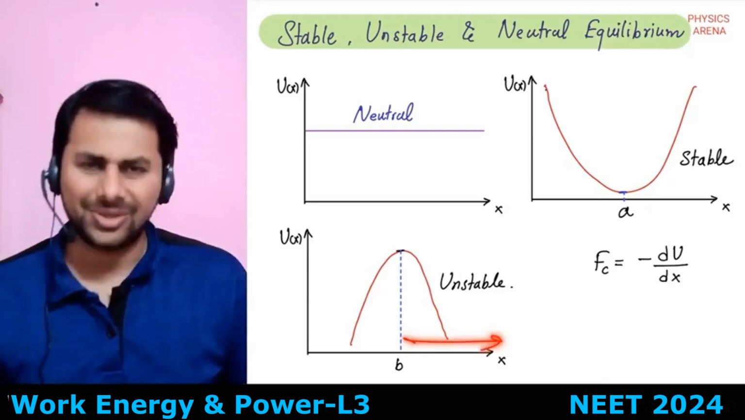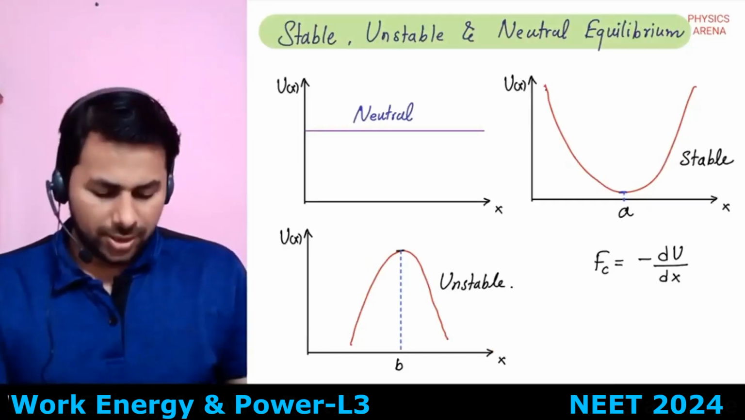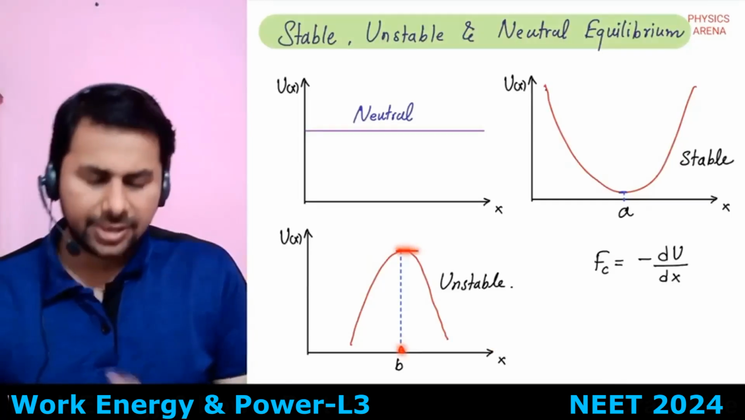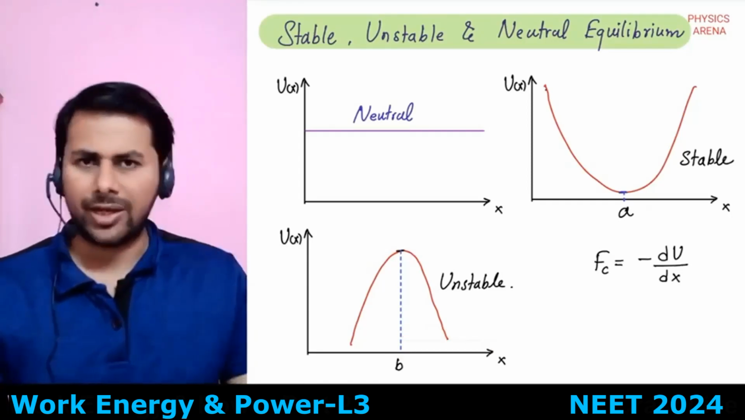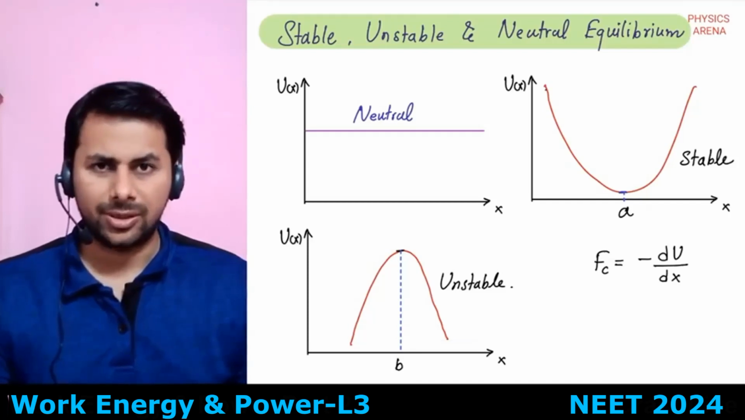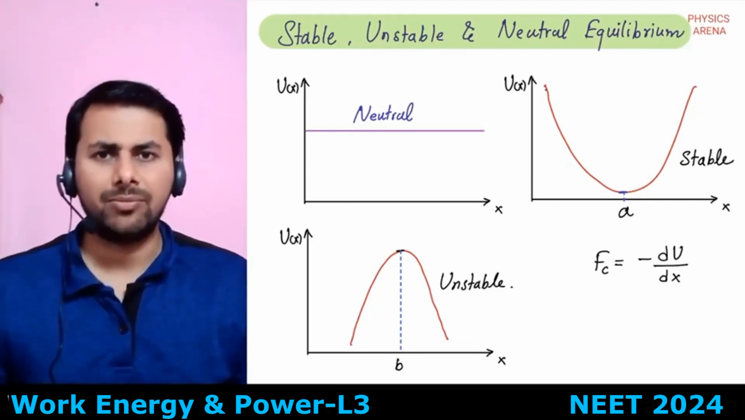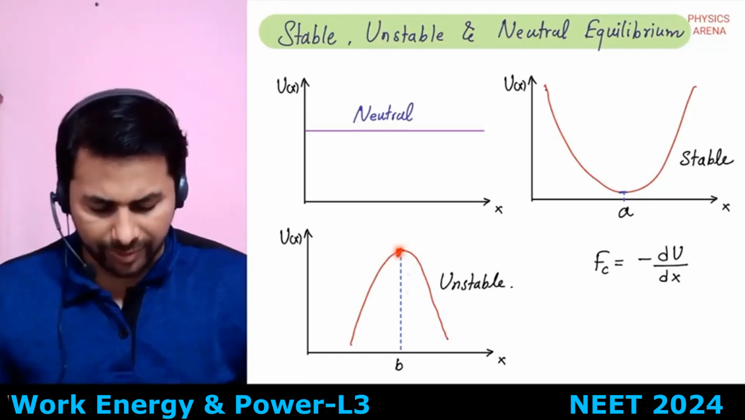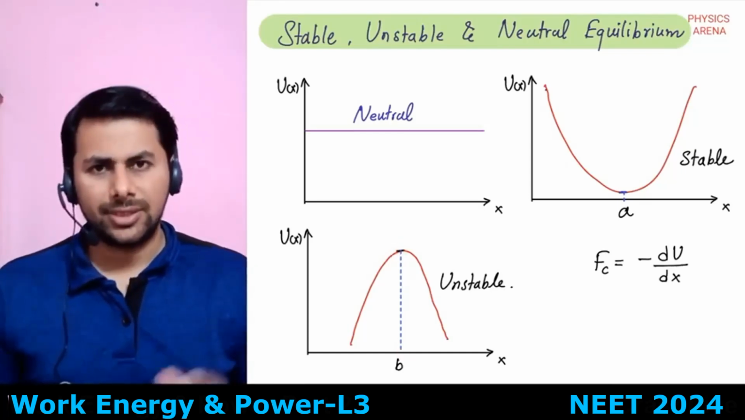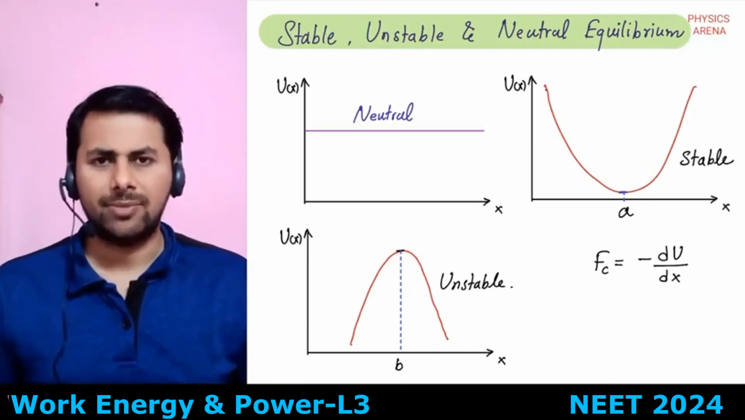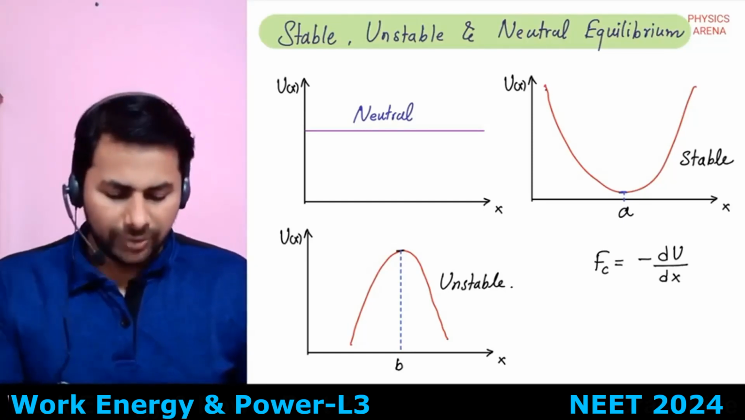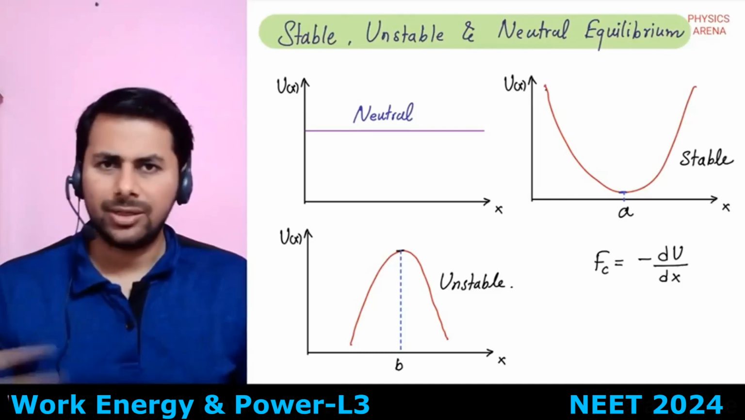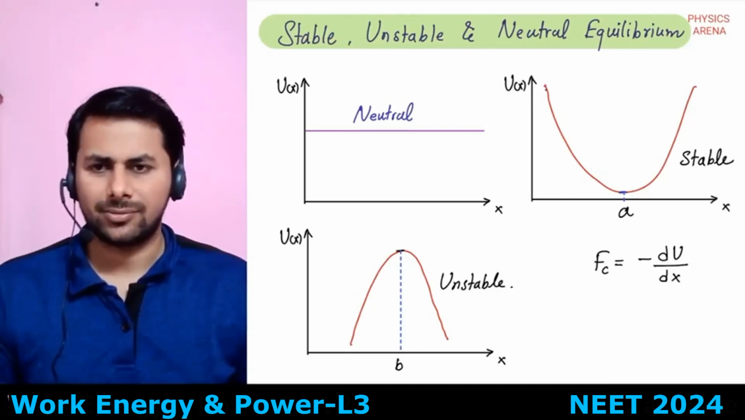That means what will happen? If this object gets displaced away from the mean position or the equilibrium position, it gets pushed further away by the force. So it will never come back to the equilibrium position. This kind of equilibrium is known as unstable equilibrium, because even if there is a small displacement away from the equilibrium point, the object will never come back. Okay, is this thing clear? Yes, no?